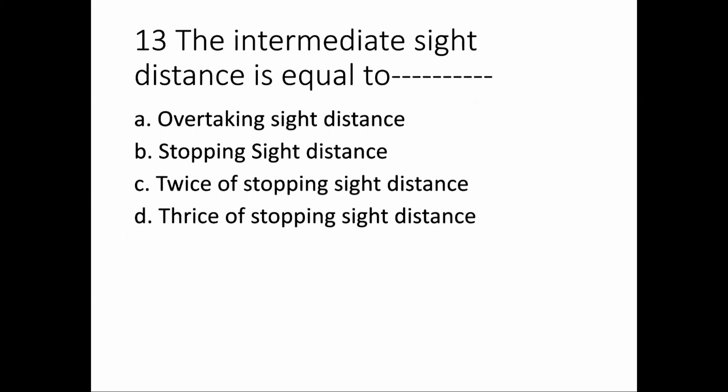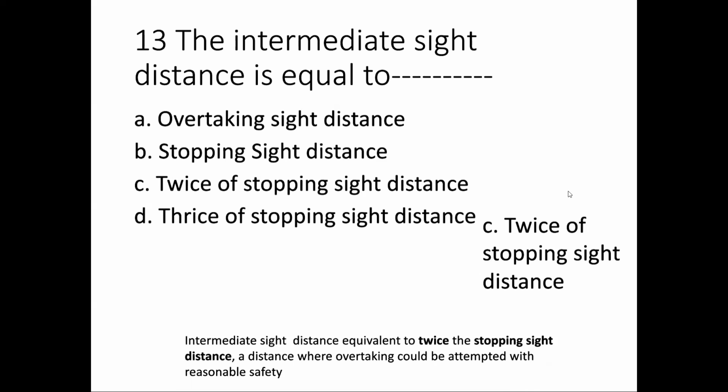13th question. The intermediate side distance is equal to, options are A, overtaking side distance, B, stopping side distance, C, twice of stopping side distance, and D, thrice of stopping side distance. Answer C, twice of stopping side distance. What is intermediate side distance? Intermediate side distance is equivalent to twice the stopping side distance. It is the distance where overtaking could be attempted with reasonable safety.